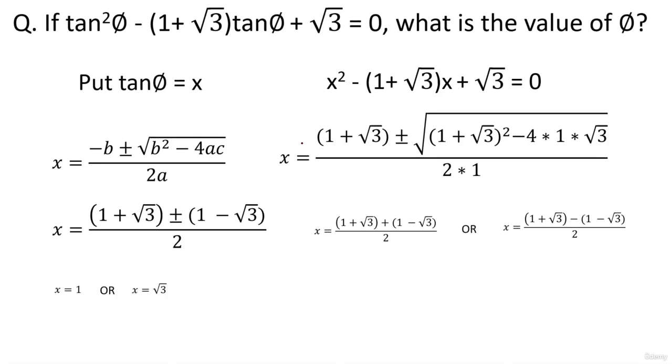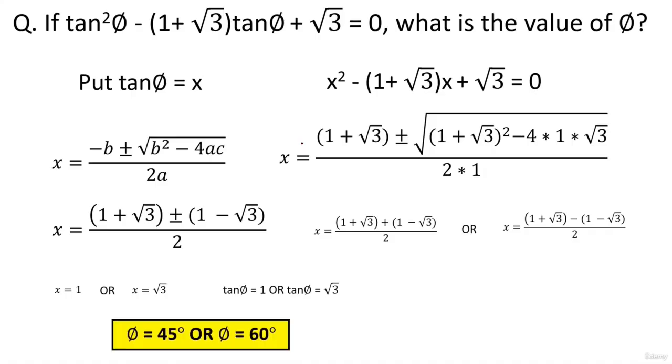Now we resubstitute x as tan phi. So tan phi is 1 or tan phi is root 3. If tan phi is 1, phi is 45, and if tan phi is root 3, phi is 60. That's the answer: phi equals 45 degrees or phi equals 60 degrees, right? But there is a much quicker way than this.